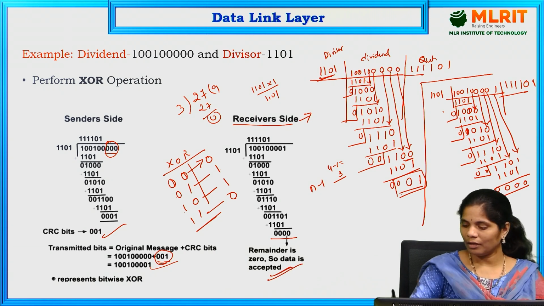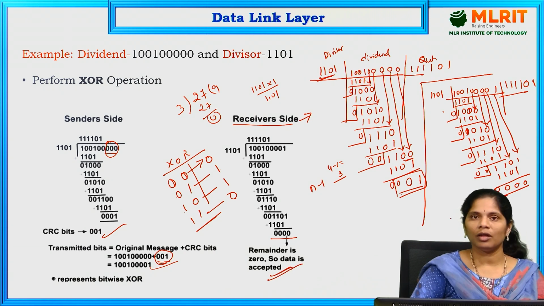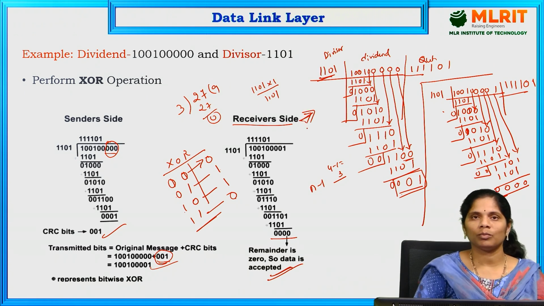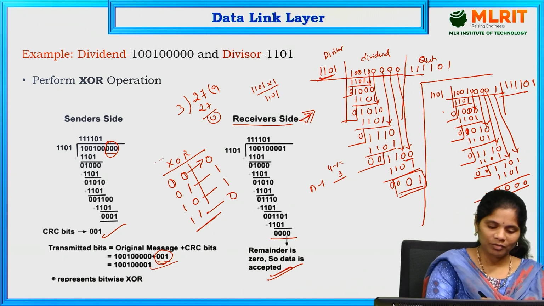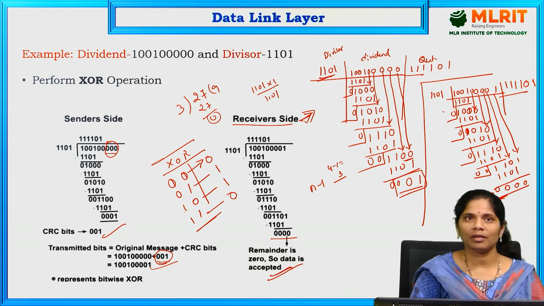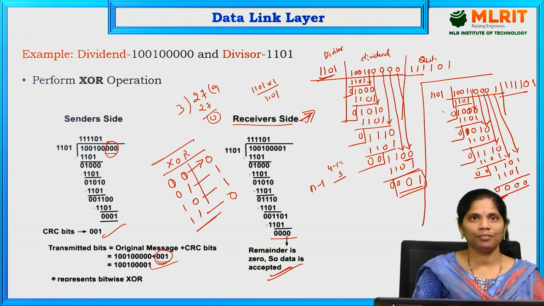If we get the result as all zeros, then only whatever the sender sent is what the receiver received. It means the receiver is going to accept the data. That is the receiver side. Based on the XOR operation only, we are performing the sender side and receiver side operations in the CRC generator.